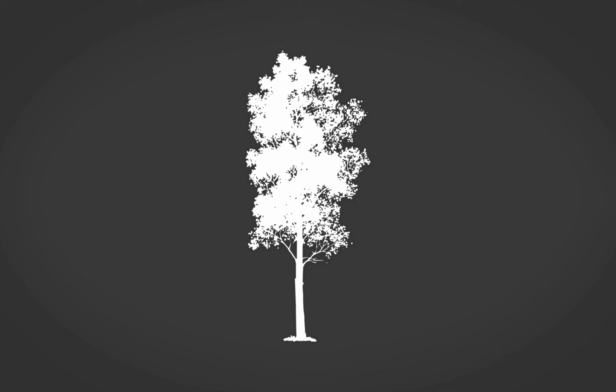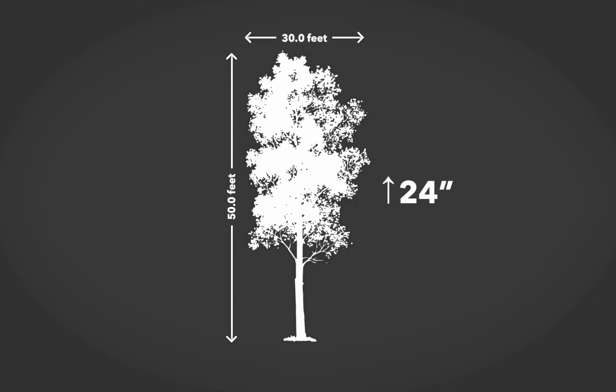A single quaking aspen can be expected to grow up to 50 feet tall with a spread of 30 feet, and it grows upwards at an astounding rate of 24 inches per year.